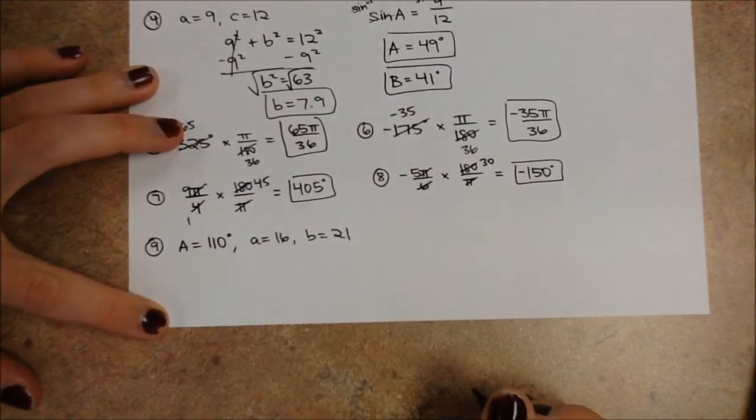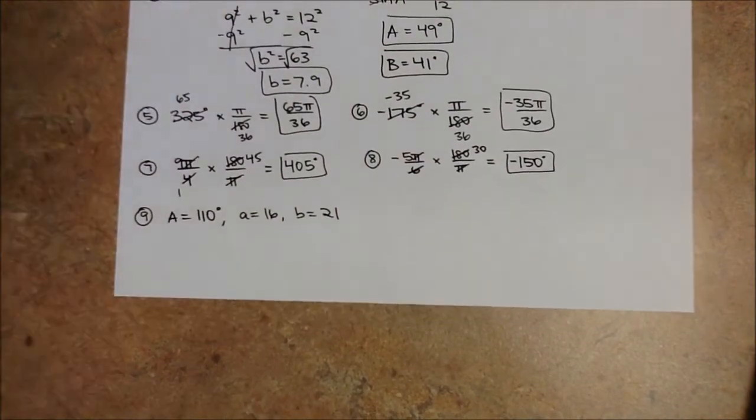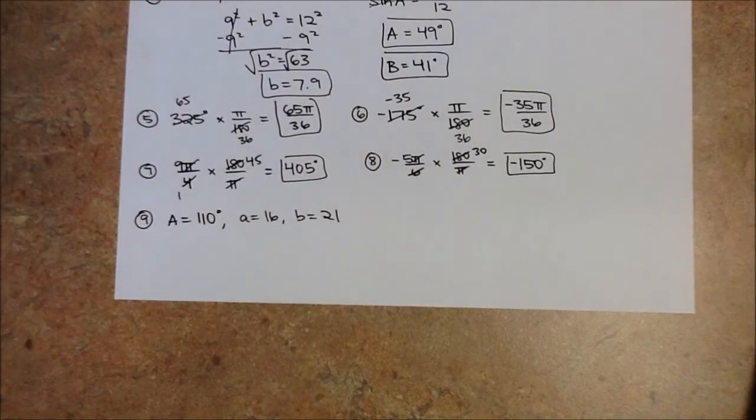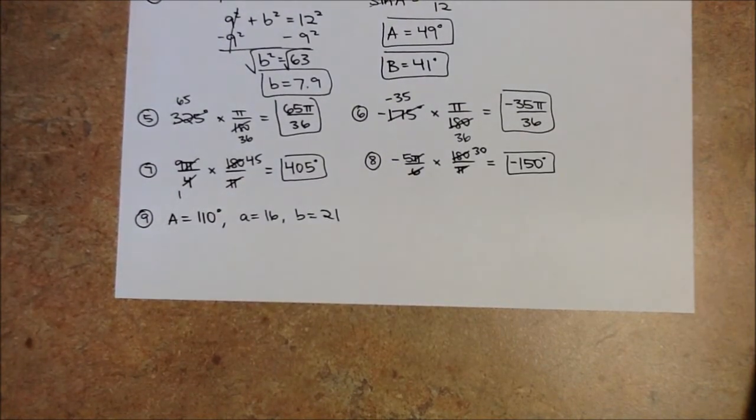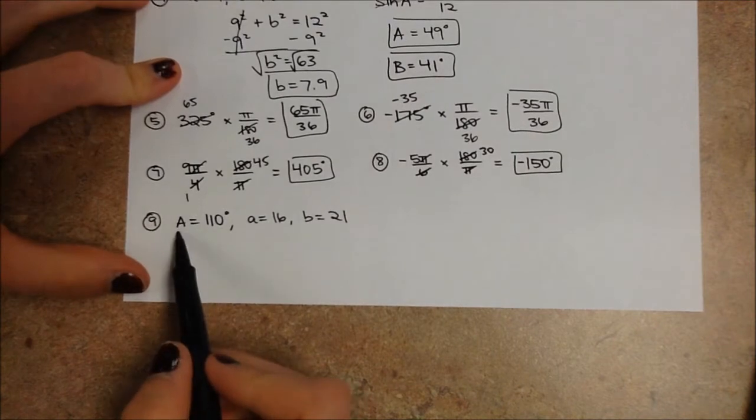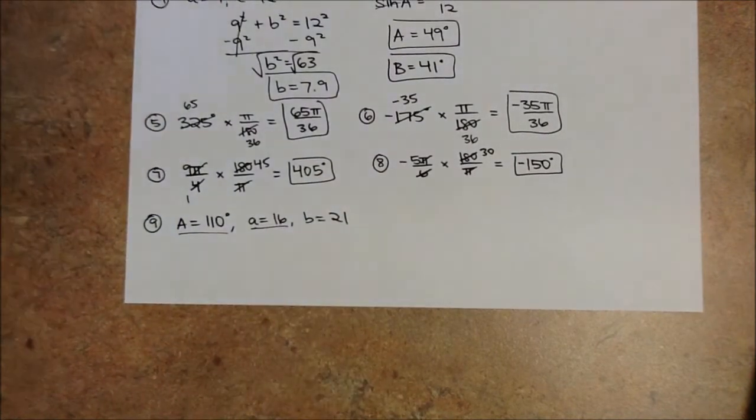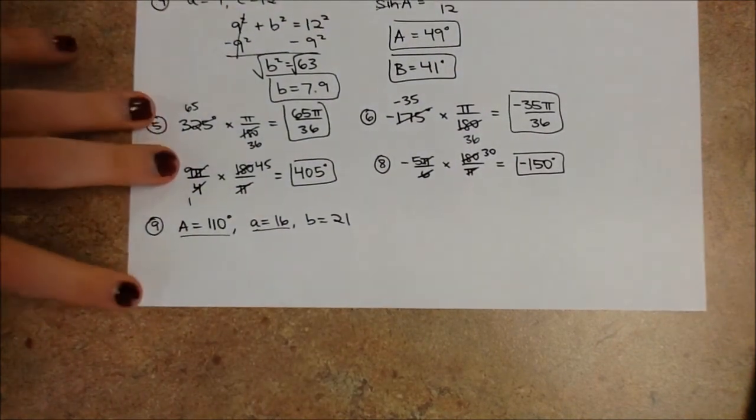Okay, so this, they did not mention anything about it being a right triangle, which means it is not a right triangle. Always assume that unless you see the little square, that means it's a right angle, or if they tell you it is. So this one, we're going to start by doing the law of sines, because we have a pair. Anytime you have a pair of the angle and the opposite side, you do the law of sines.